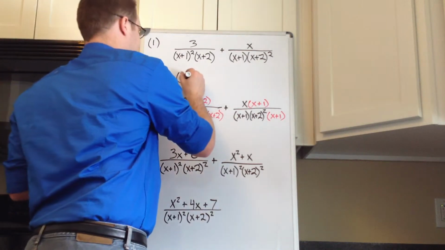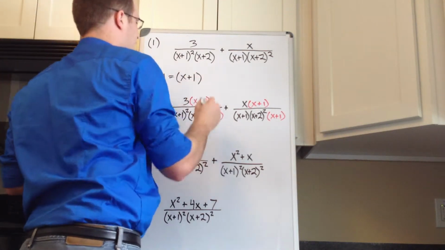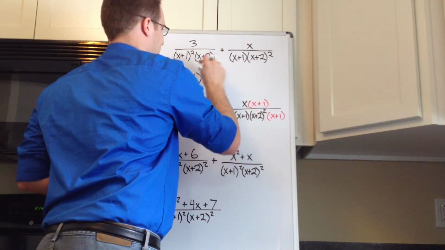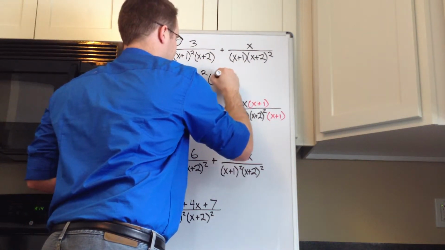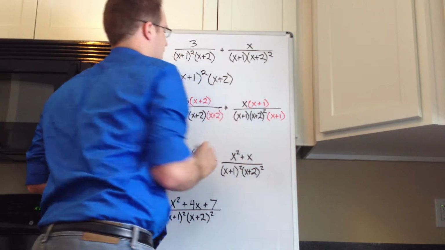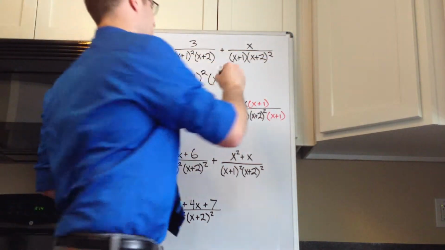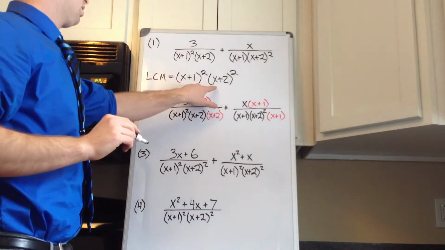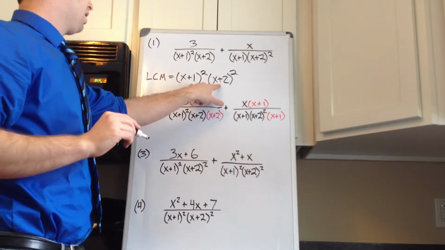So we're going to do x plus 1, and the highest power that shows up is 2 here. So x plus 1 squared. And then we're going to do x plus 2, and the highest power that shows up is 2 there. So this is our common denominator that we're going to use.